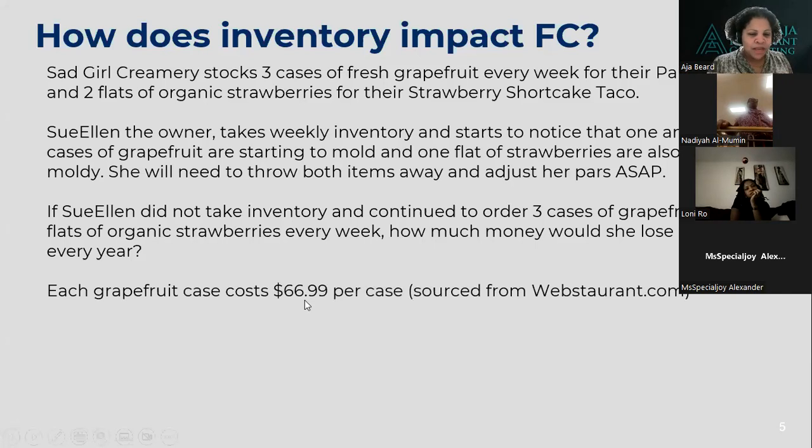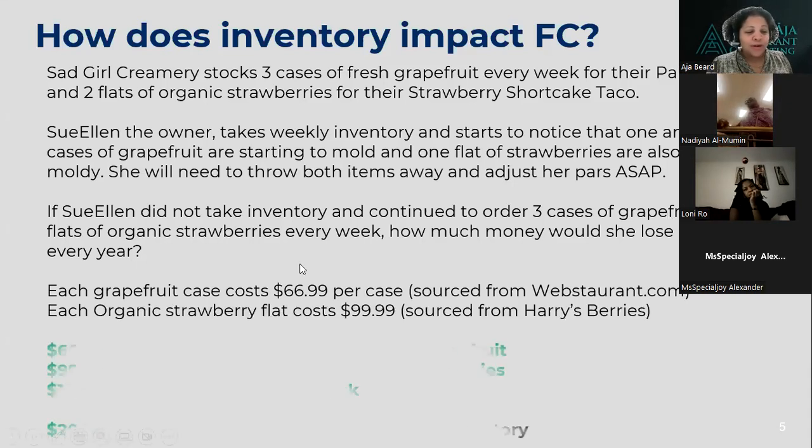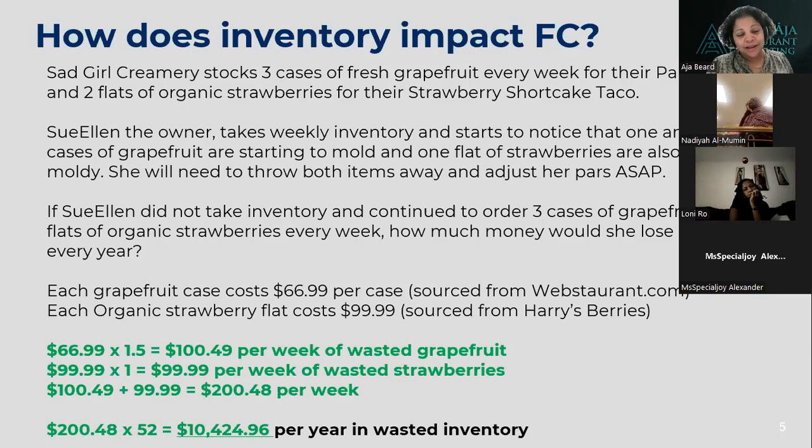Okay? First, we need to know the cost. What do those grapefruit and strawberry flats cost me? So the grapefruit case is $66.99 per case. That came from webstaurant.com. And then the organic strawberry flat costs $99.99, and that was sourced from Harry's Berries. So if we take 1.5 cases, multiply that by the $66.99, that's basically $50 per week of wasted grapefruit.